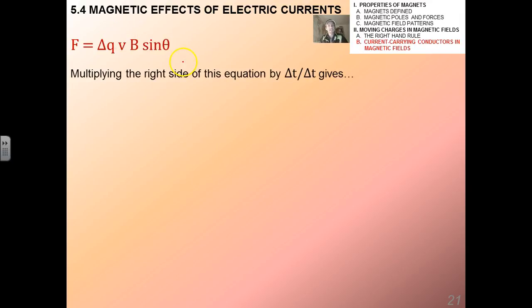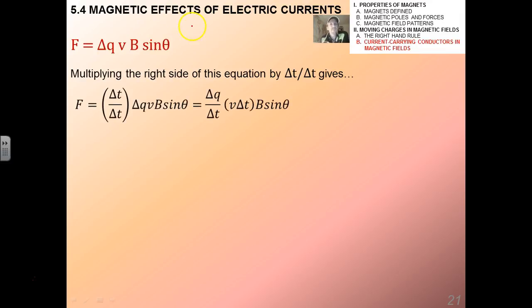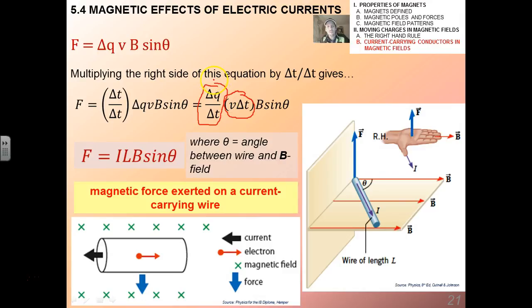Now, using that equation again, if we multiply the right-hand side by delta t over delta t, which is just another way of saying the number 1, we can extract something really interesting and useful. I can bring out the q and say I have a delta q over delta t right here. The other delta t on the top, I can lump with the v. Delta q over delta t is the current, and v delta t is the distance over which that charge moves, which is the length of the wire. I end up with the following equation, which is in your data booklet: F equals BIL sine theta, or ILB sine theta.